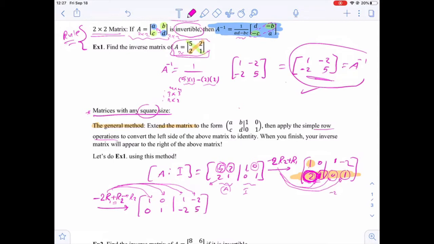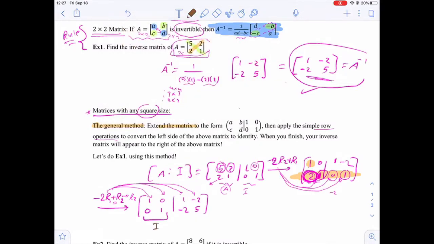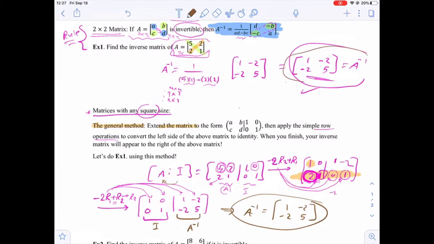Good. Now, as you can see on the left hand side, we don't need to proceed more because we already got an identity matrix. So the identity becomes the first matrix, and the resulting one on the right hand side is the inverse. So A inverse is 1, -2, -2, 5. If you compare this with what we got here, you find that we got the same answer.